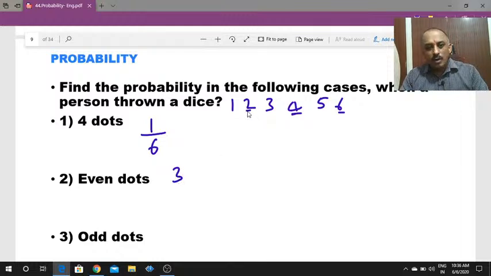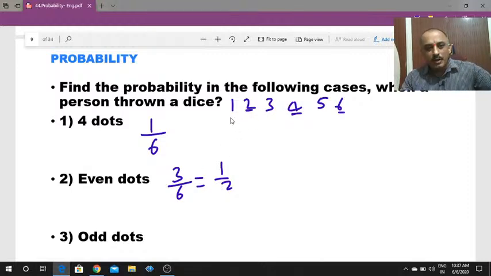Here, how many even numbers are there? 2, 4, 6. 3 even numbers. 3 by the total number of possible outcomes, which is 6. 3 by 6. The answer should always be in least form. So 3 by 6 is equal to 1 by 2.